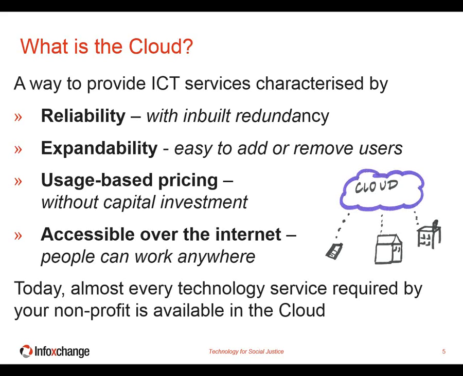That really supports organisations and staff working out of the office, or working where they are rather than where the infrastructure is. And that's one of the changes that we see making a big difference to people in their daily activities.